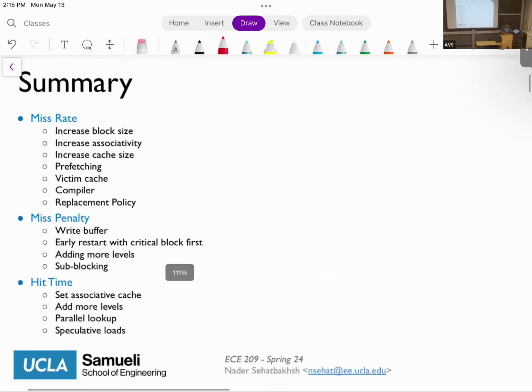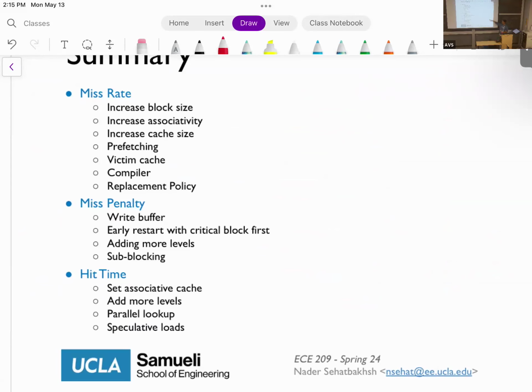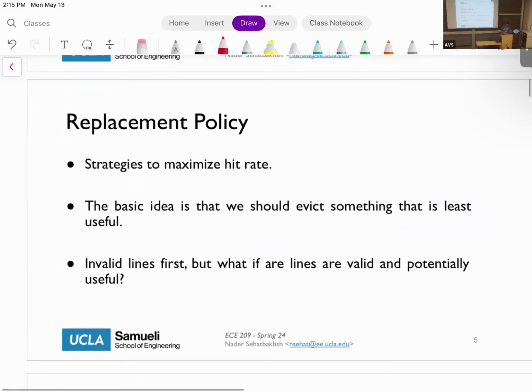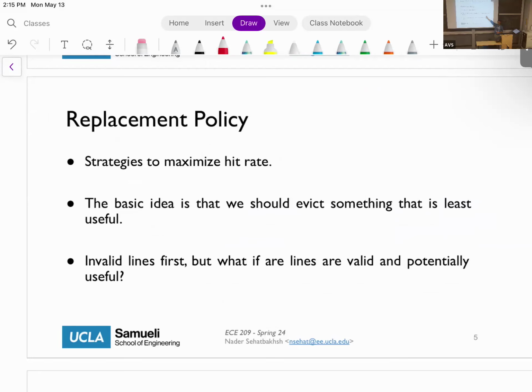If you remember a long time ago, we talked about caches. And we talked about things such as how do we improve miss rate, how do we improve miss penalty, how do we improve hit rate. And we talked about a bunch of different techniques. We also talked about replacement policies, and strategies to maximize hit rates. The basic idea was that we need to evict something that is least recently used, least useful. Somehow we need to figure that out.